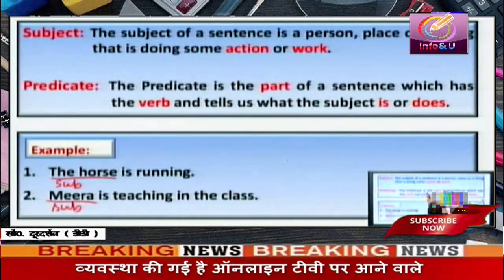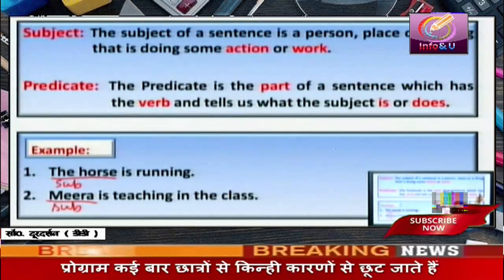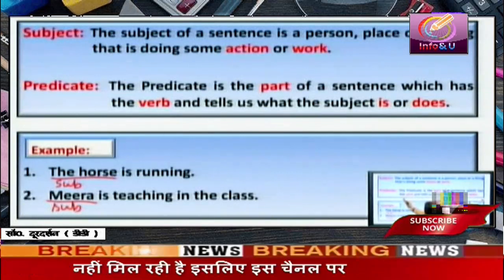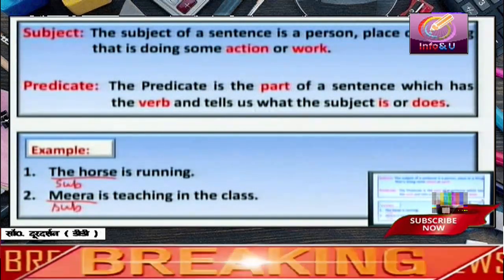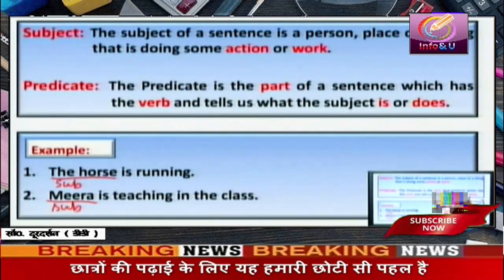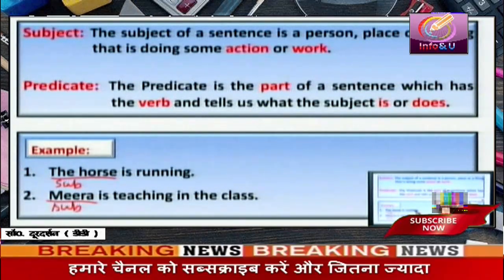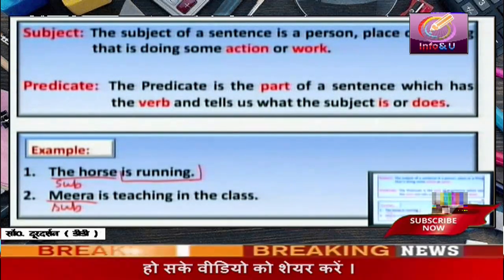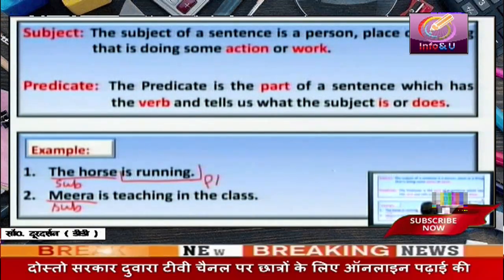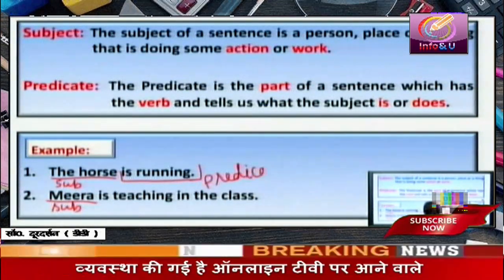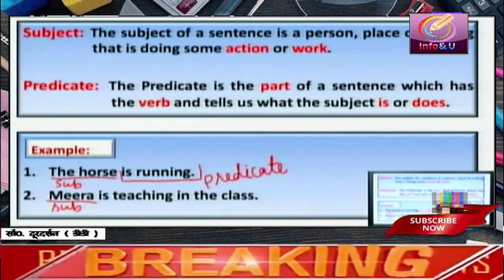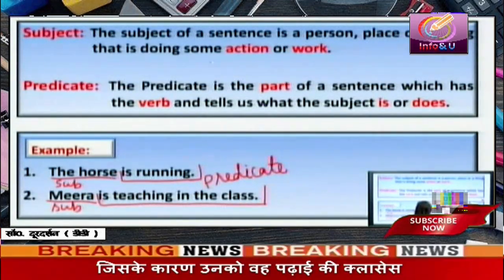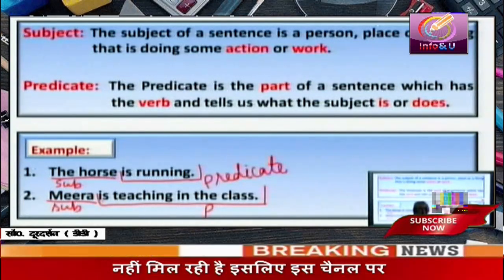What is predicate? The predicate is the part of a sentence which has the verb, and tells us what the subject is or does. In first sentence, is running is predicate part. In second sentence, is teaching in the class is predicate part.